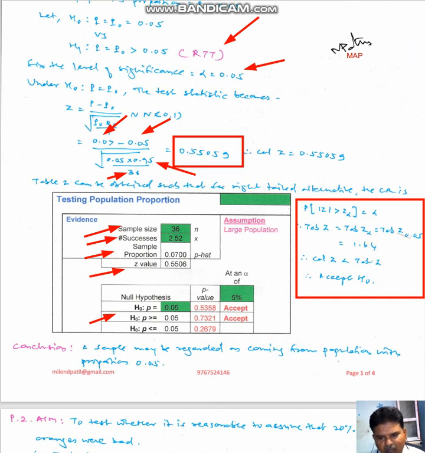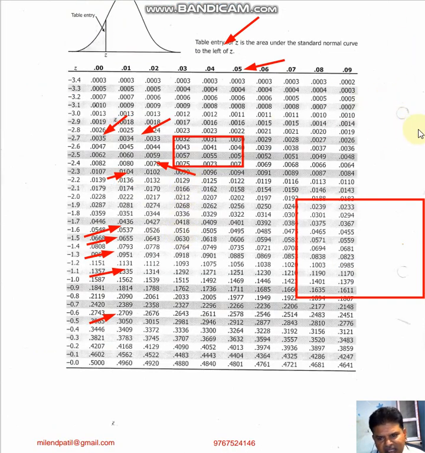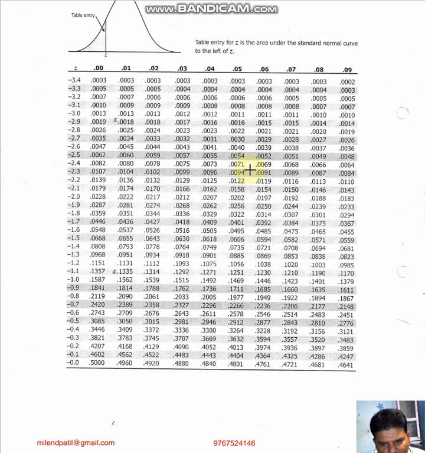So I will show you how this value is 1.64. See, this is a standard normal table. In the standard normal table, what value are we looking for? We are looking for 0.05. Where is it 0.05? See, this is 0.0505, which is close to 0.05.